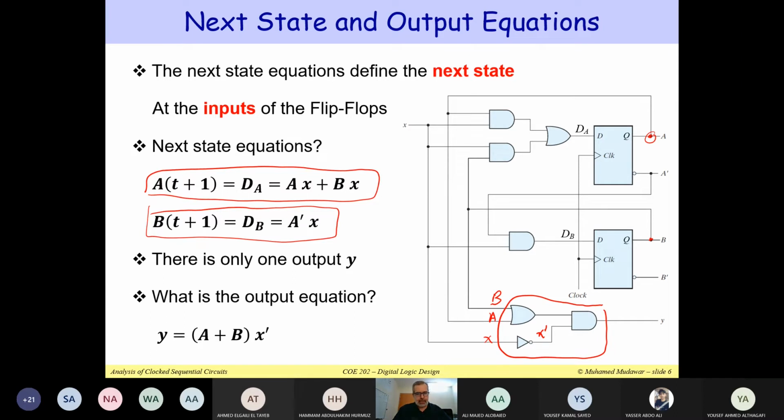So the circuit diagram is given to us, and we obtain the equations. We have the next state equations, and we have the output equation. What is next? What shall we do next, according to the analysis procedure? We obtain the next state equations, we obtain the output equation. What is the third step?